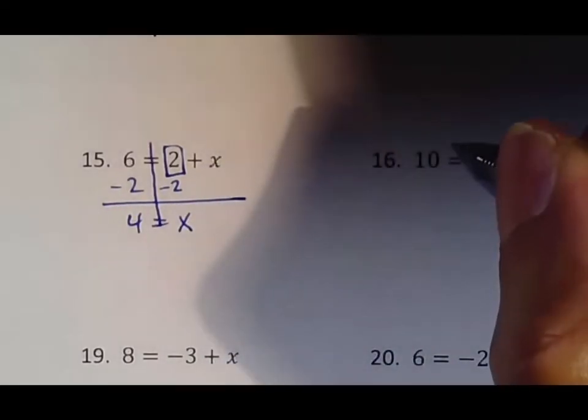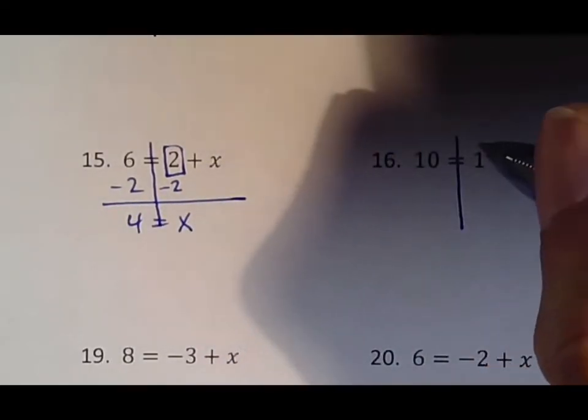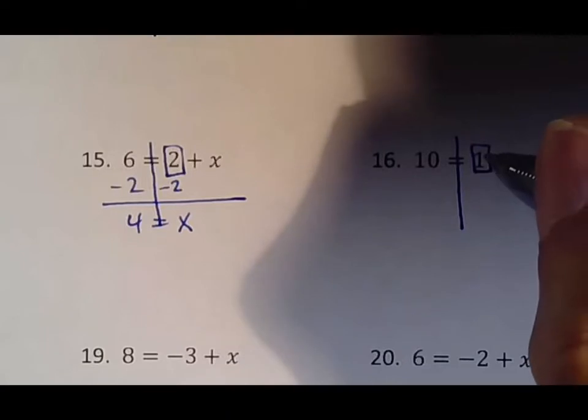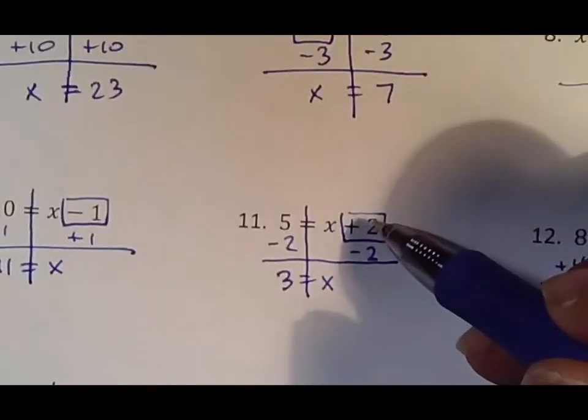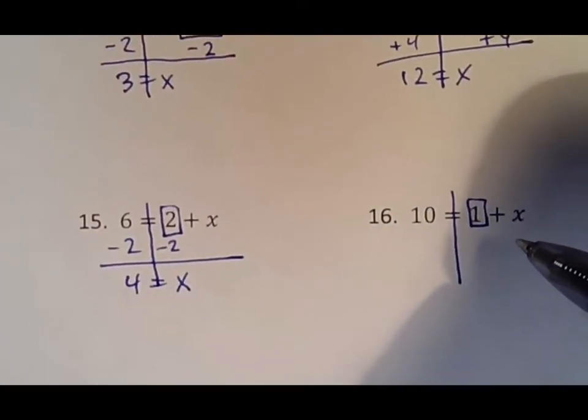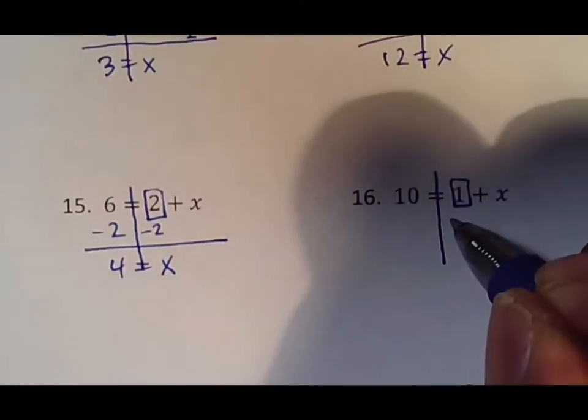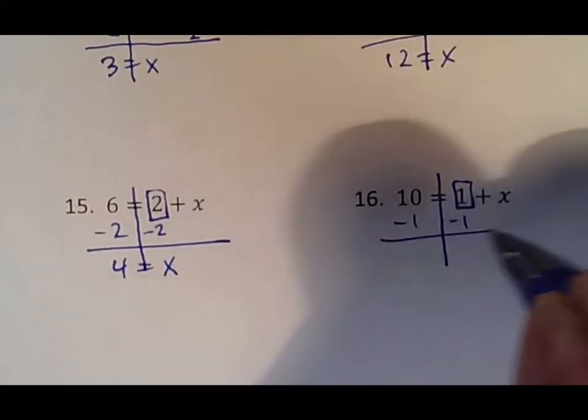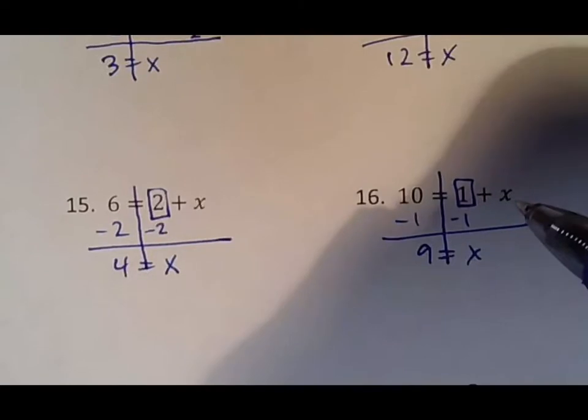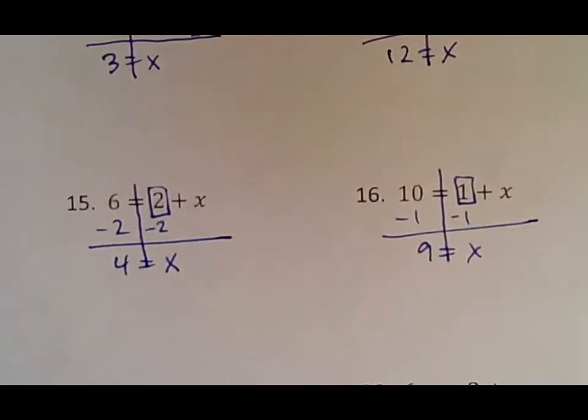And then 16, same thing. X is over here with 1. We need to move this 1. That 1 is positive 1, just like this positive 2 here. It's a positive 1. Again, no sign means it's positive. So you subtract that 1, getting 9, getting x, and being done.